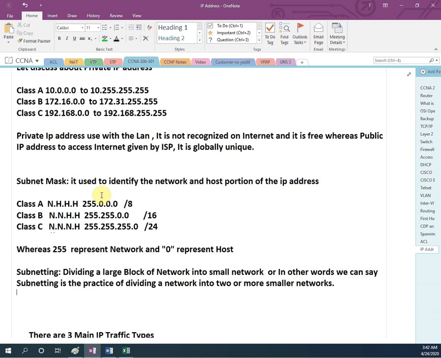In video number 58, we are starting subnetting. We are going to do a small part in this video, and we are going to have 2-3 videos for subnetting. So we are going to learn each and everything about subnetting from the basics.